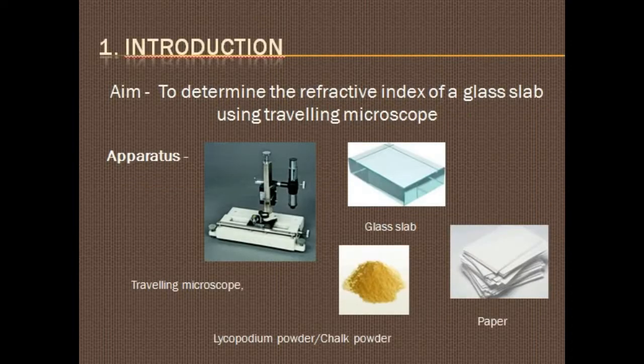Hi everyone. Today we are going to discuss a practical to determine the refractive index of a glass slab using a traveling microscope. The apparatus required for this experiment are a traveling microscope, a glass slab with suitable width, and lycopodium powder. If you don't have lycopodium powder in your laboratory, then you can use chalk powder also. You also need a small piece of paper.